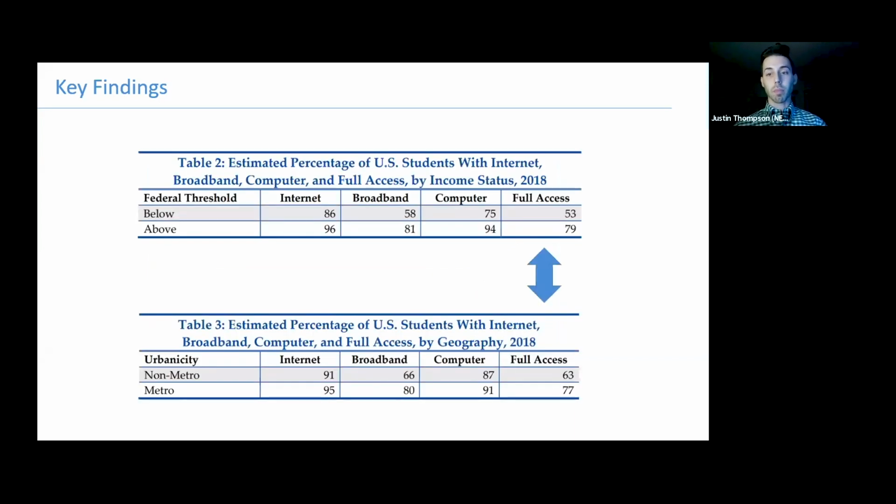So as expected, poverty was a key indicator of full access in our study. School-age children in households that are below the federal poverty threshold are much less likely, at 53% full access, than those above the federal poverty threshold, at 79%, to have this full access. And as you can see in the bottom graph, the urban-rural divide here was relatively significant as well, with a 14-point difference, as 63% of non-metro students had full access compared to 77% of Metro students.